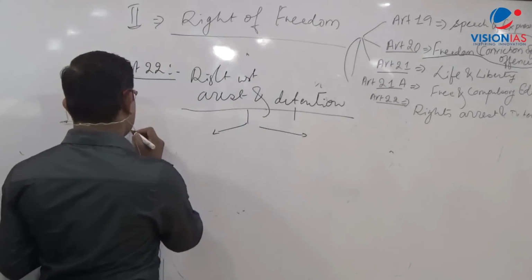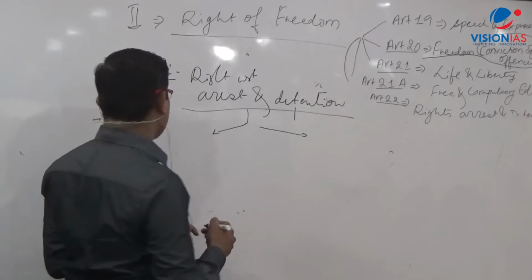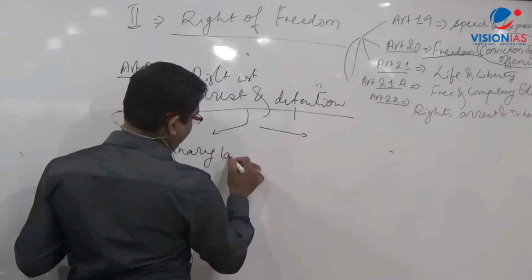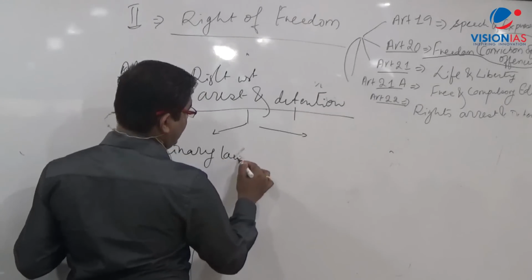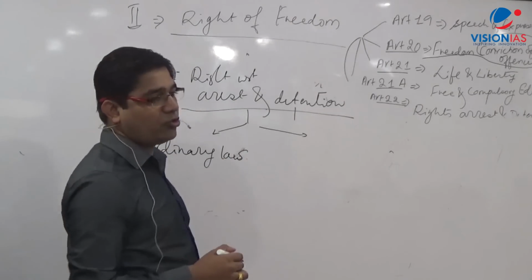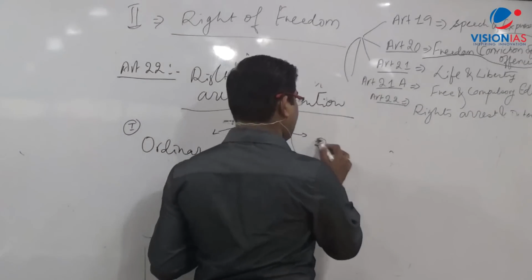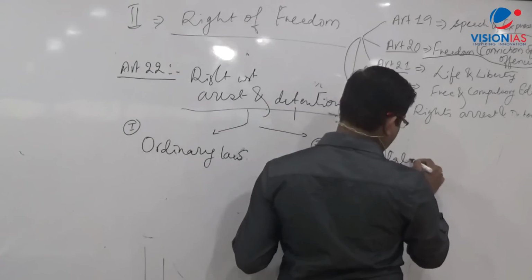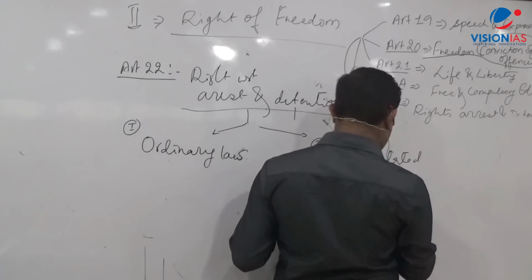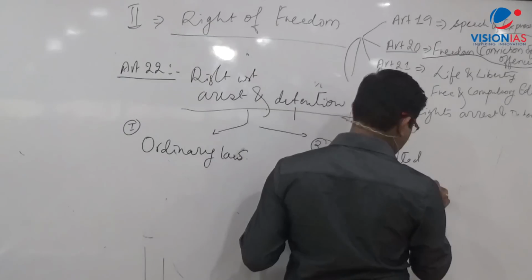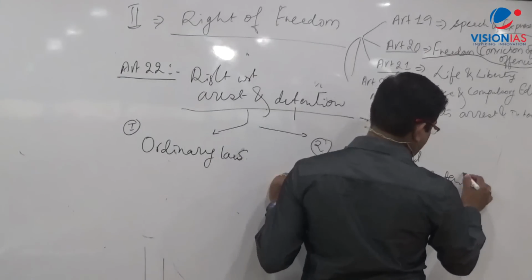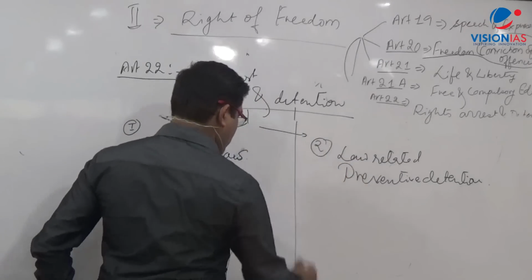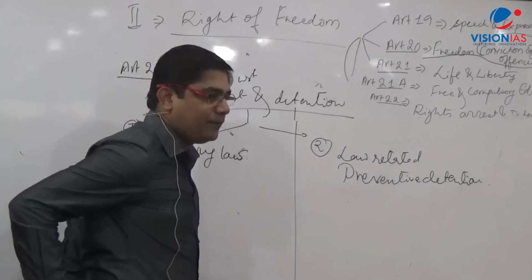The first part of Article 22 is related with the ordinary laws, which are written in the law itself. There are certain laws which deal with the application of preventive detention and laws related to preventive detention. So you will be arrested. Let us go to this aspect later on.